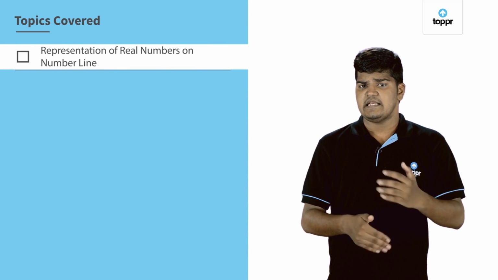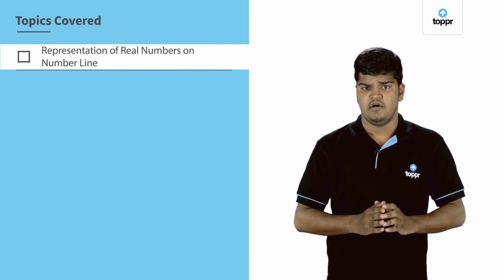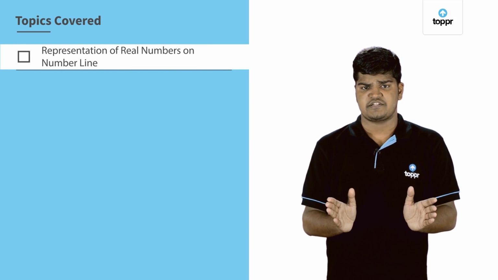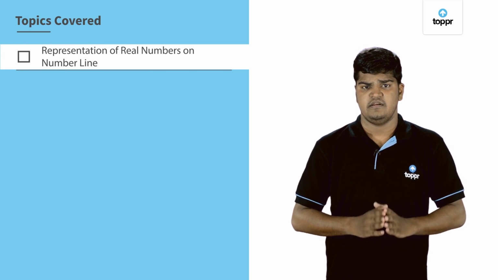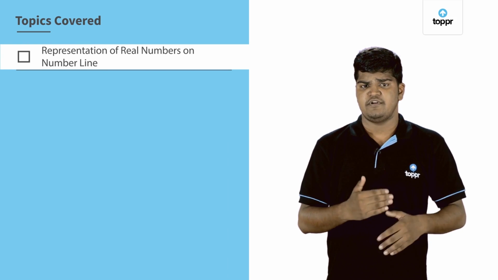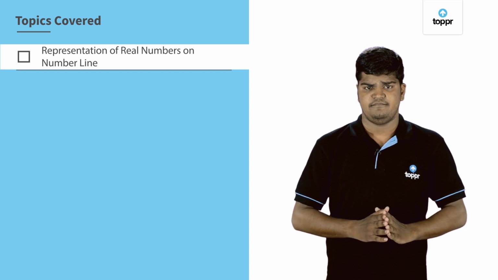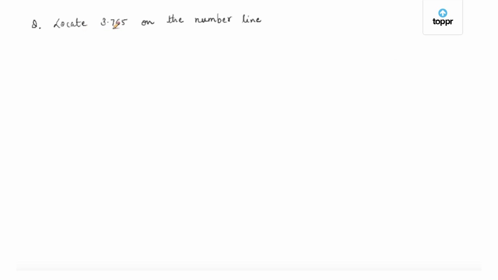Hello. In our last class, we learned that a real number, be it rational or irrational, has a decimal expansion. We will try to represent them on the number line. Suppose we want to locate 3.765 on the number line. We know that 3.765 lies between 3 and 4.